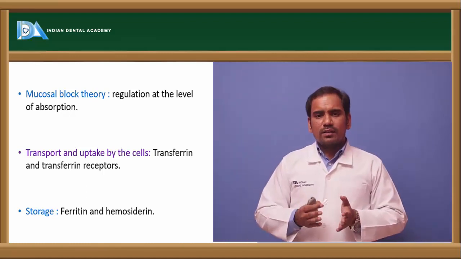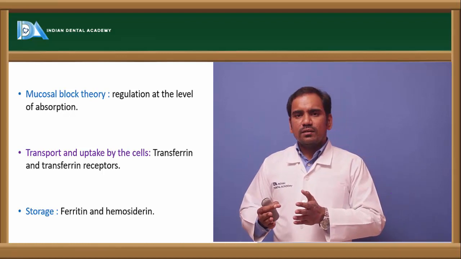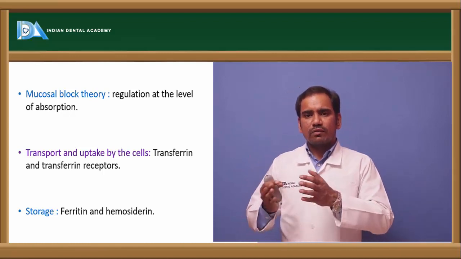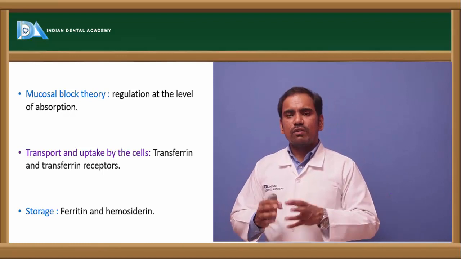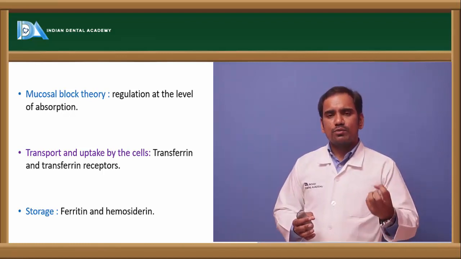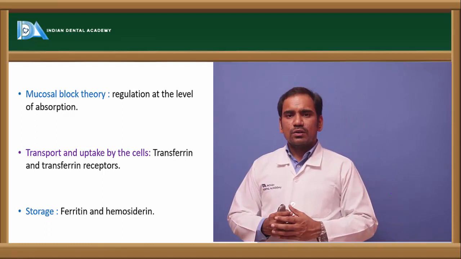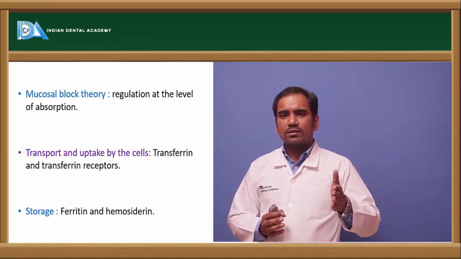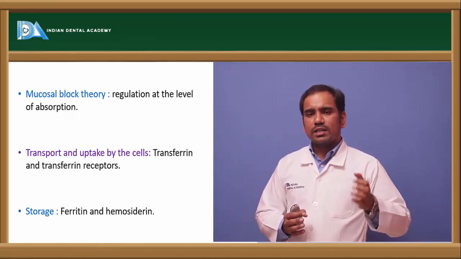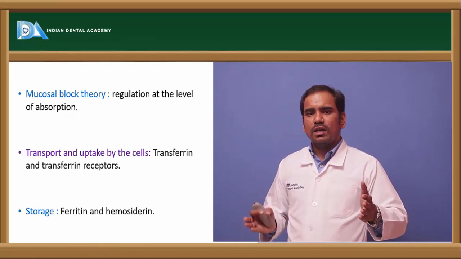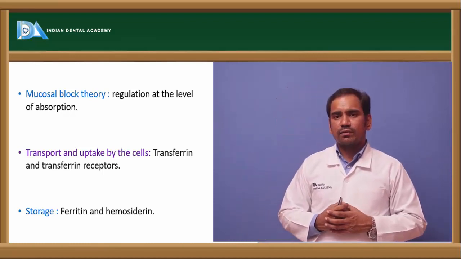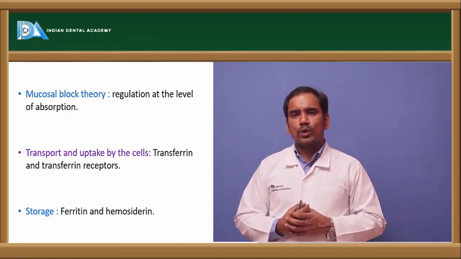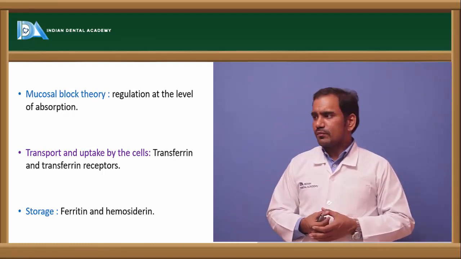That is the important feature of iron absorption. The cellular requirements will decide the iron absorption. Whenever the requirement is more, the absorption of iron is increased. Whenever the requirement is less, the absorption of iron is decreased. So you are regulating the iron levels only at the stage of absorption, not at the excretion stage. That is the important aspect of iron absorption explained by mucosal block theory.